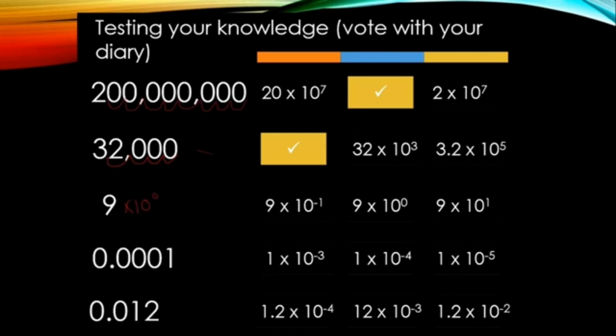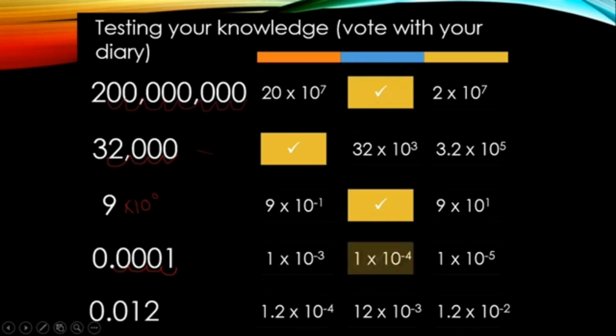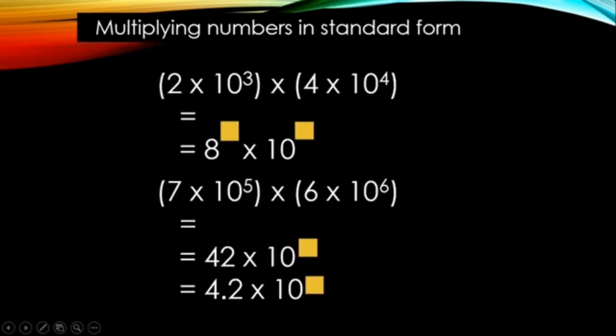9 is just the same as saying 9 times 10 to the power 0, because nothing is going to happen. We're not going to move any number of places. Yes, it's correct. We're going to move how many places to the right? 1, 2, 3, 4. So it will be 1 times 10 to the power minus 4. Yes. Then 0.012. We're going to move how many places? 1, 2. 1.2 times 10 to the power minus 2.